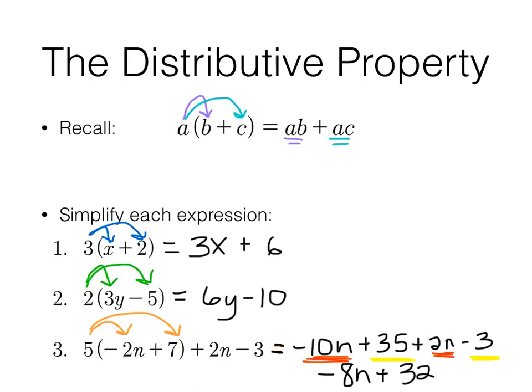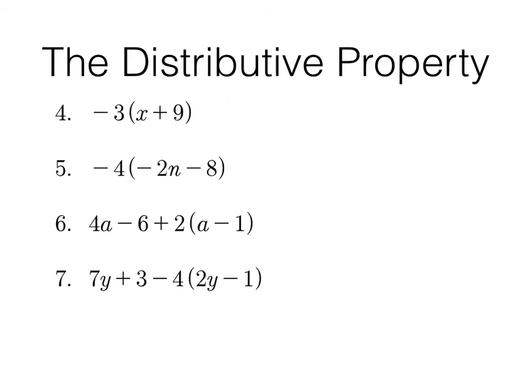Let's do some more distributive property problems. Okay, these differ a little bit. This time, the number I'm multiplying, this factor out front that I'm multiplying by, is a negative. So this is going to change things a little bit. It's still distributing, so it's still negative 3 times x and negative 3 times a plus 9.